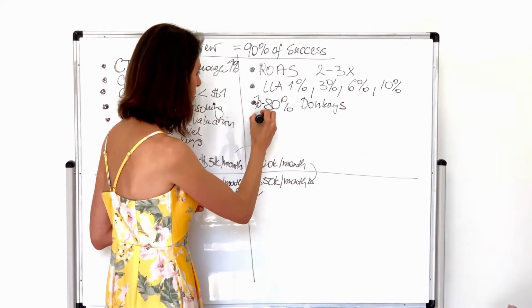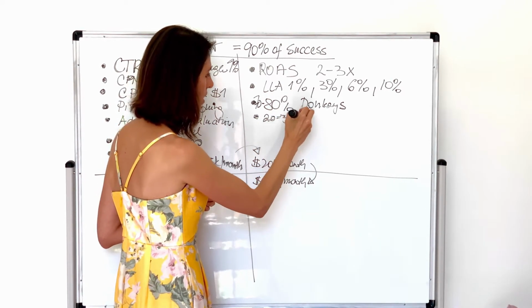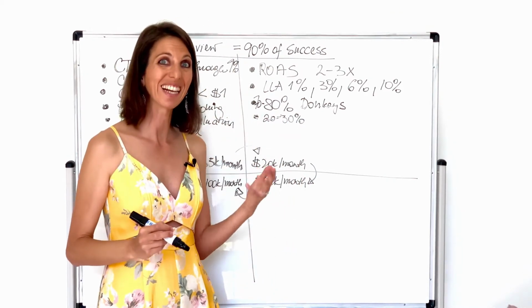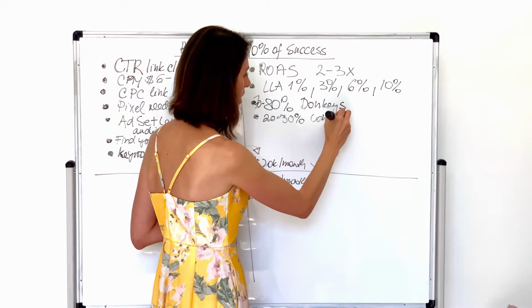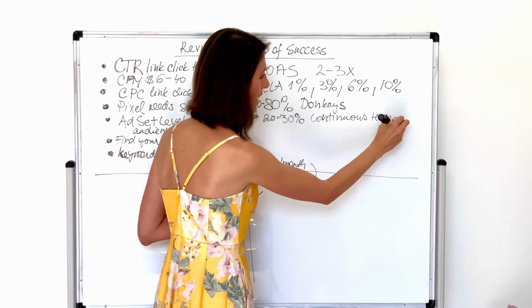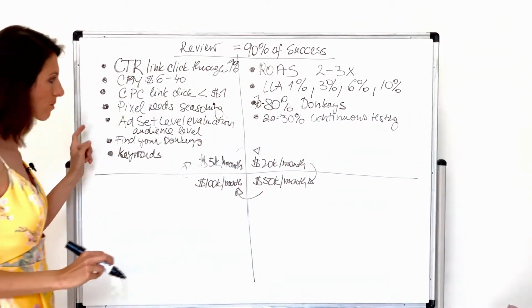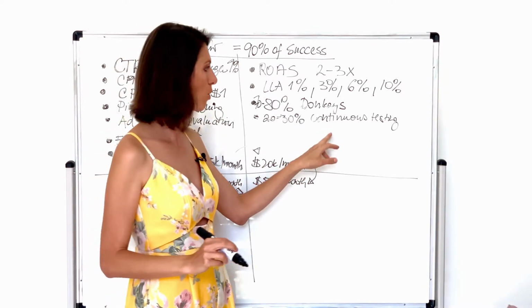And for the rest of the 20-30% of the budget, you are essentially doing continuous testing, looking for horses. How are you doing continuous testing? The same way you learned to do it in quadrant 1. Okay, so that's what you are doing here in quadrant 2.